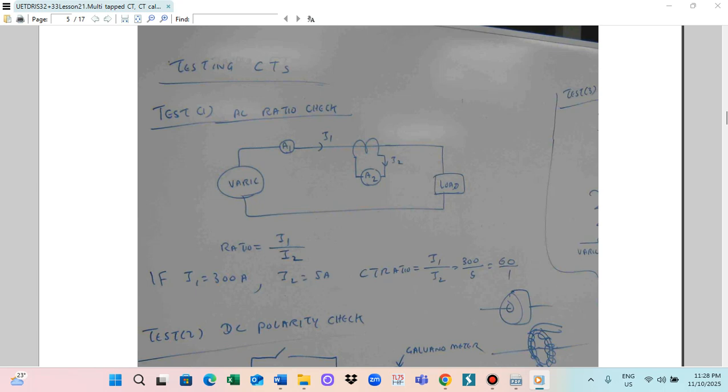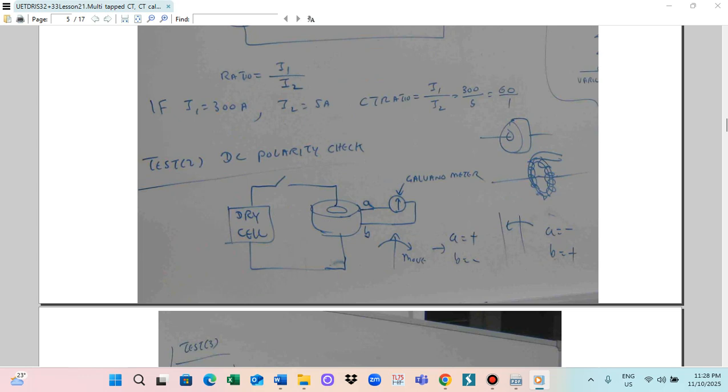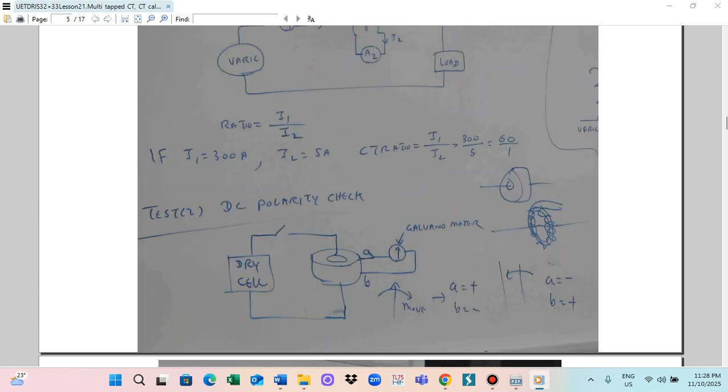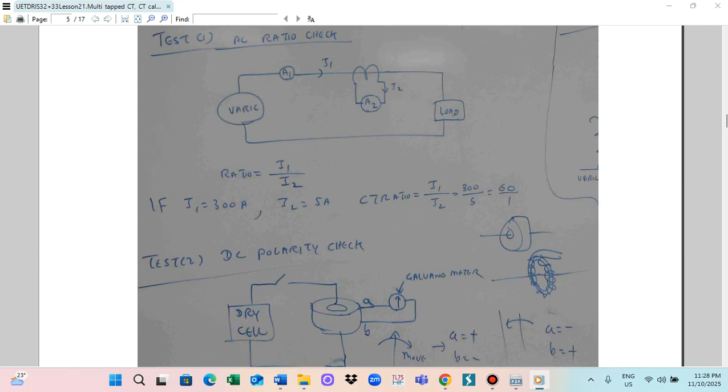So for example, 300/5 CT. This means the maximum primary current allowed is 300 amperes and the secondary current is 5 amperes. So this becomes a 60:1 ratio. And similarly, 400/5 CT, this becomes an 80:1 ratio. So this is how we can calculate the CT ratio.